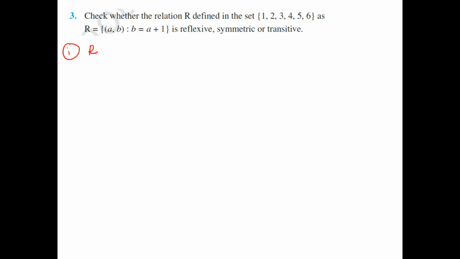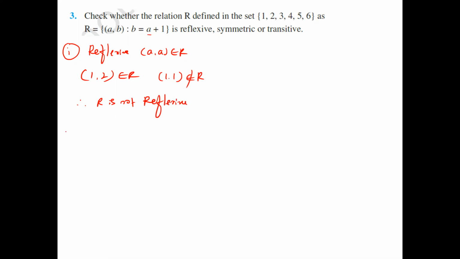First one is reflexive. What is the condition for reflexive? A comma A belongs to R. Now I'll take 1 first. If A value is 1, what about the B value? 2. This belongs to R. When A is 1 you get 2, but you will not get 1 comma 1. So 1 comma 1 does not belong to R. Therefore, R is not reflexive.